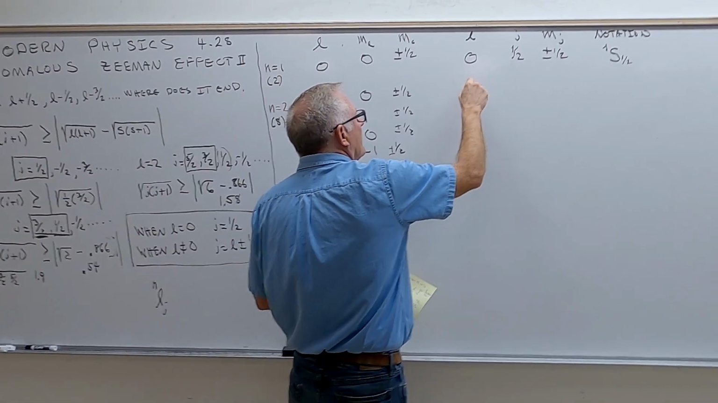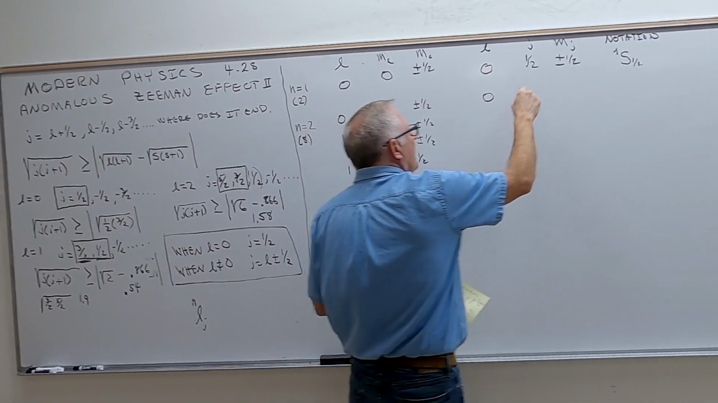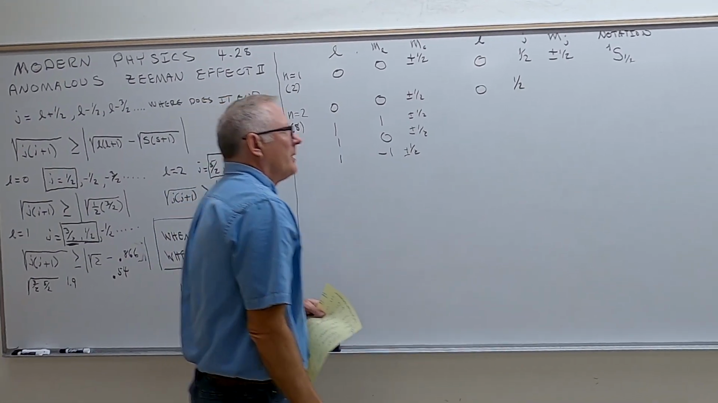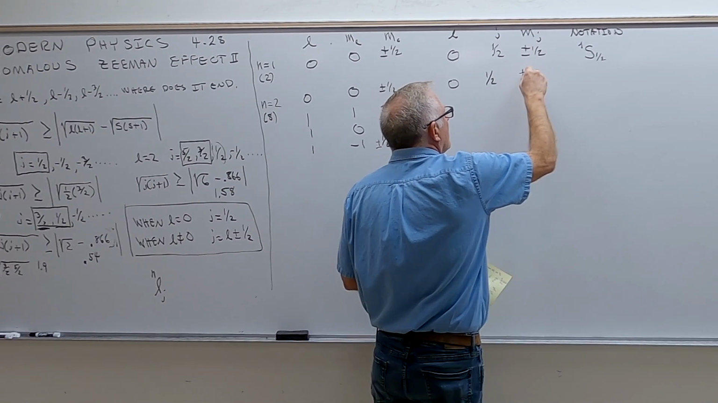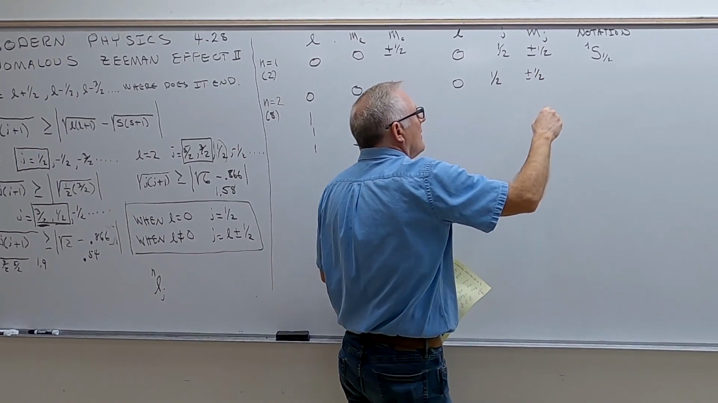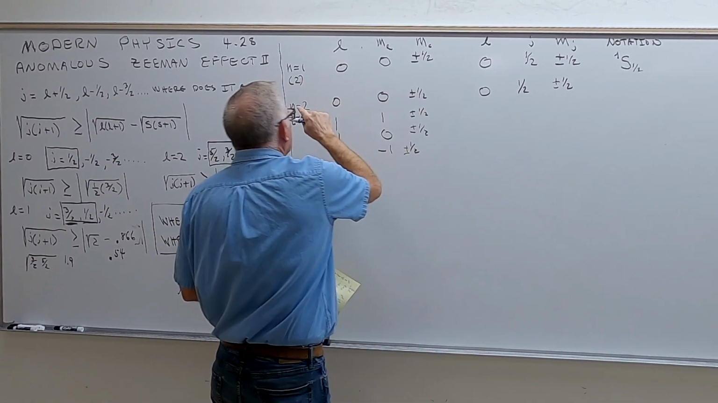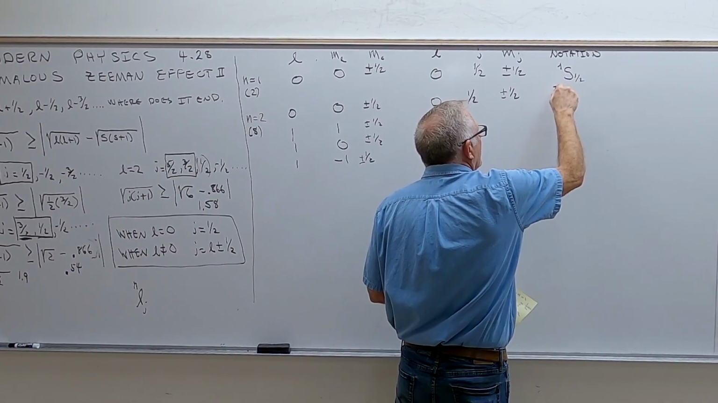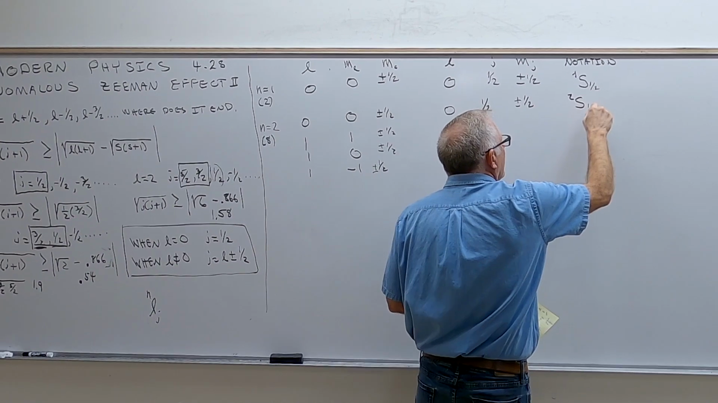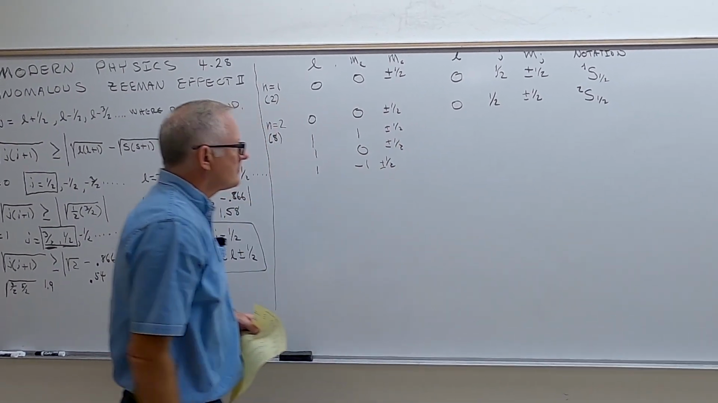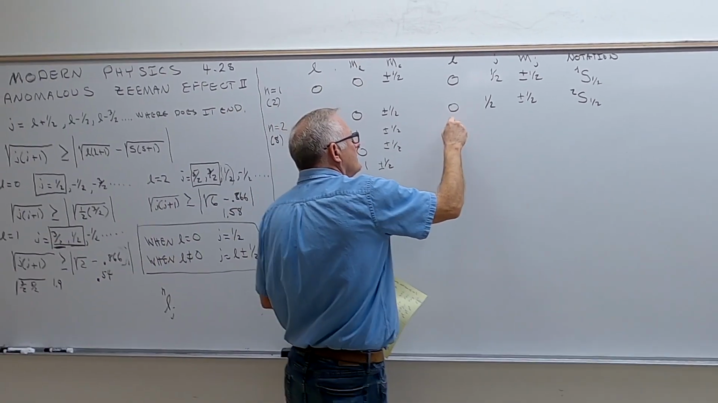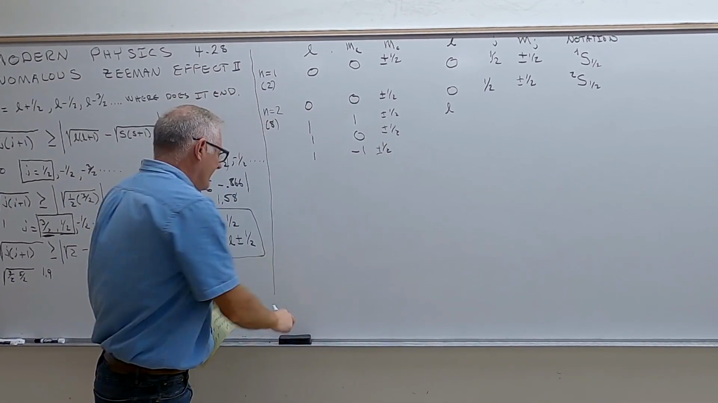Now, what would they be on this side over here? L can be 0. If L is 0, J has to be a half. M sub j is plus or minus a half. Okay, and that would be called the 2s 1/2 state. Now, L can also be 1.